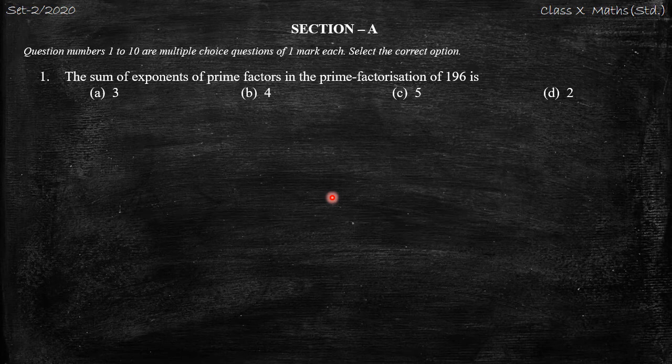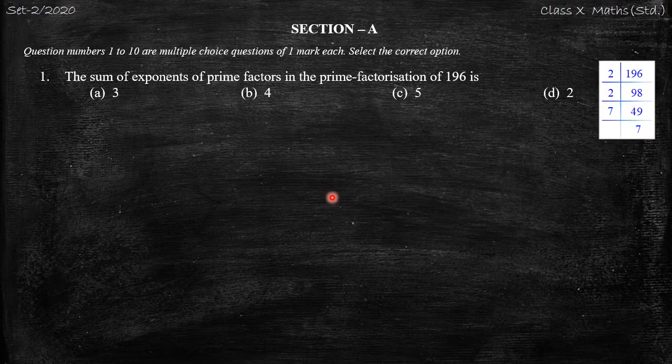Okay, first question. Sum of exponents of prime factors in the prime factorization of 196 is. So for prime factorization of a number, you need to divide by possible prime numbers. So you will get 196 as 2 times 2 times 7 times 7, which can be written as 2 to the power of 2 times 7 to the power of 2. So the sum of exponents is 2 plus 2, which is 4. So the answer is option B.